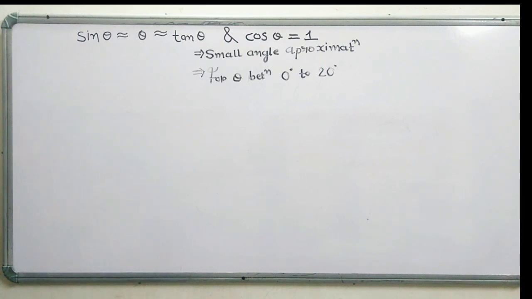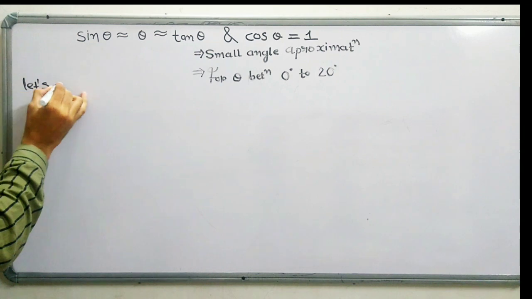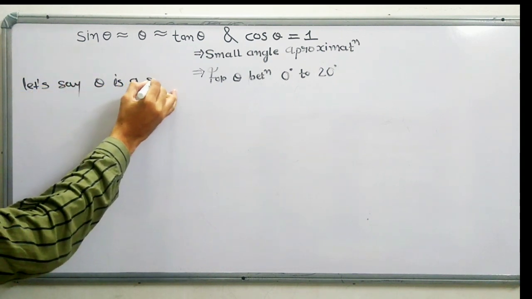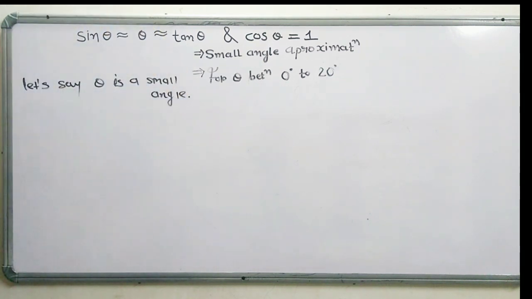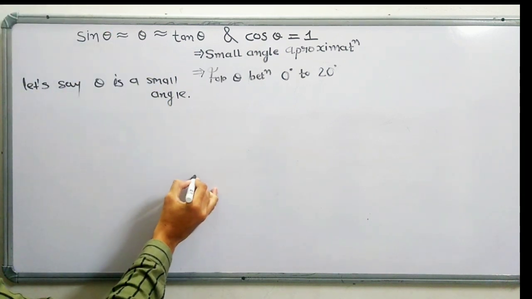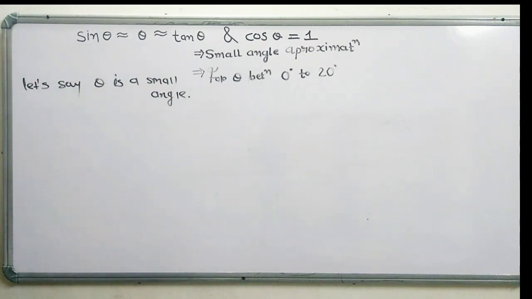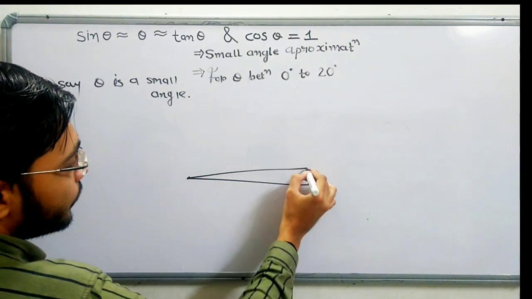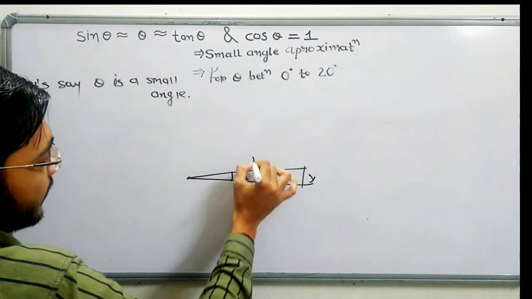So, for the proof, let's say theta is a small angle, and construct a right angle triangle with one of the angles as theta, and two sides x and y and hypotenuse.